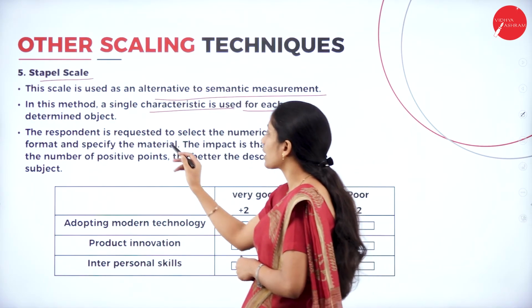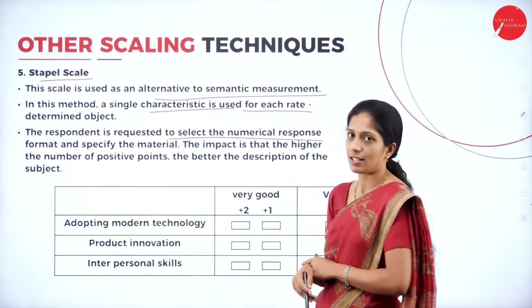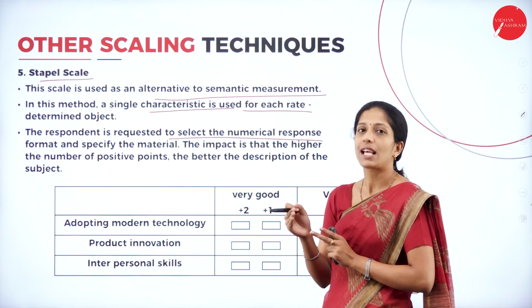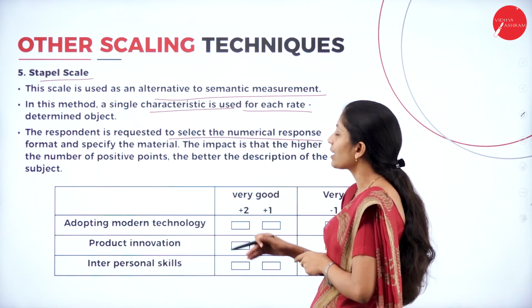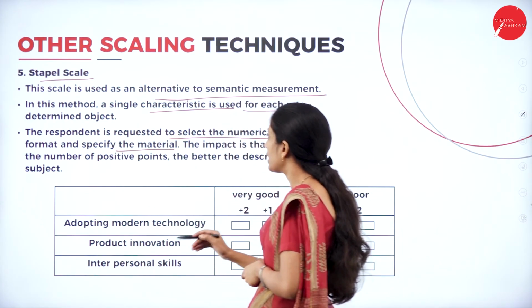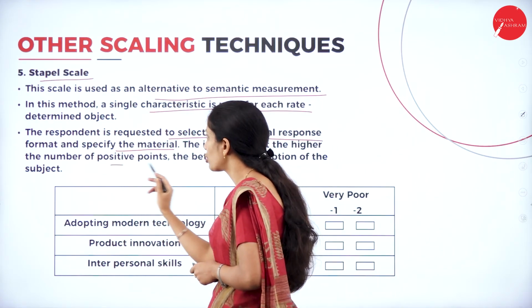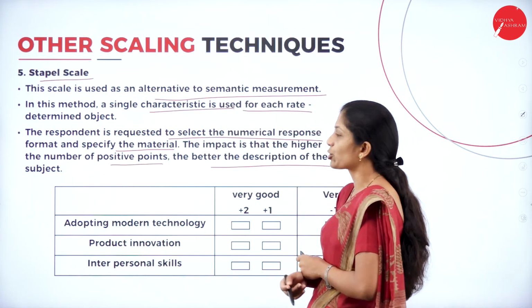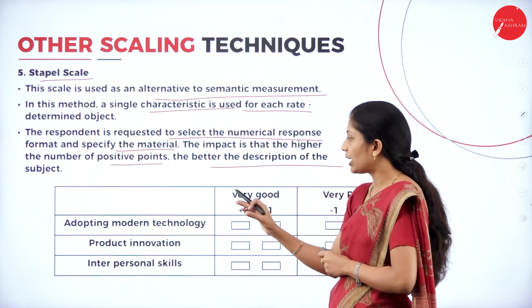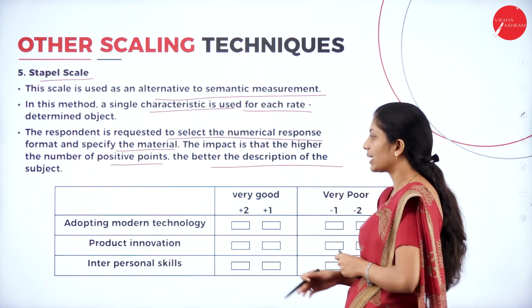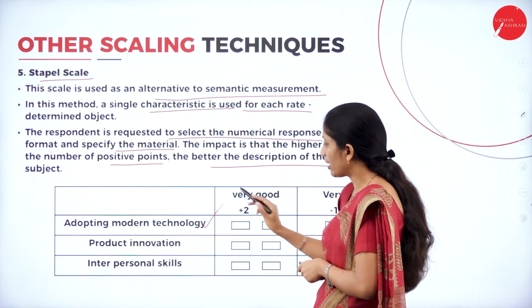The respondent is requested to select a numerical response. They are going to select the numerical response format and specify the rating. The impact is that the higher the number of positive points, the better is the description of the subject. Now, how are they going to do this? See this table here, adopting modern technology.